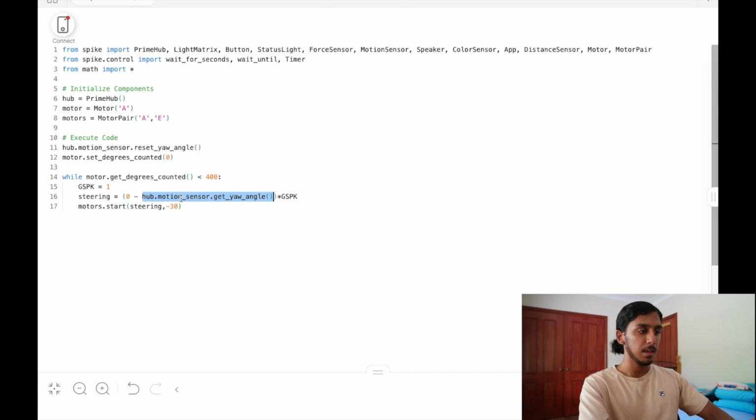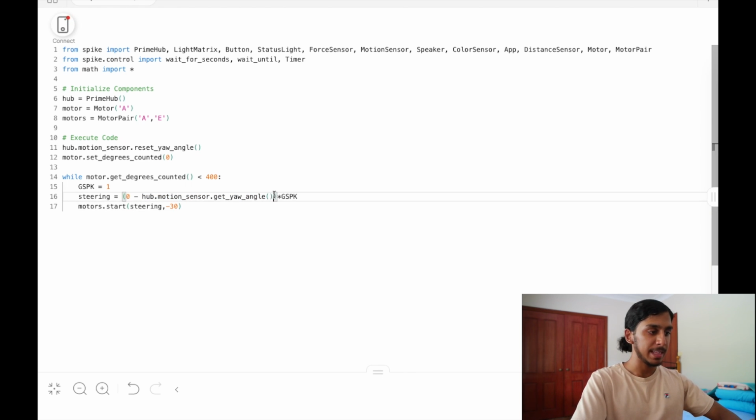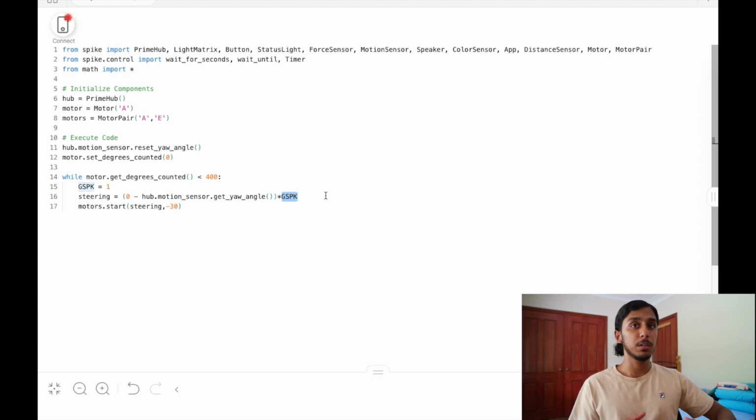So you can see hub motion sensor, get your angle, get the current angle of the gyro, of the yaw. So that's all this does. And then what we do, this is all in one big bracket over here, so don't forget that second bracket. We then multiply this whole steering factor by something called a GSPK. GSPK is called the gyro straight proportional constant. That's a bit of a mouthful.